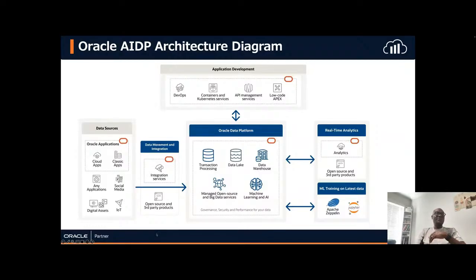If you look at the other one, I'm not sure if you can see my cursor, my mouse that is moving. You can also move data and do integration. And with it, you also have access to open source. You can integrate with open source and third-party applications as well. So if you look at the data platform engine, you can do things around processing of transactions, also have a data lake, and also the data warehouse for current and historical analysis. With it, you can also manage several open source and big data services, with machine learning and AI as well.